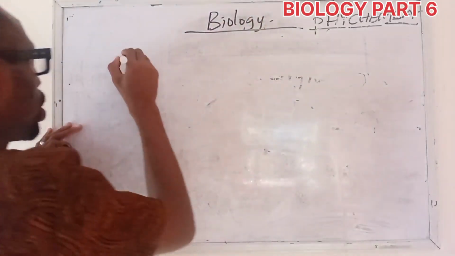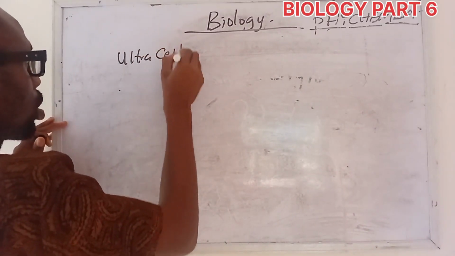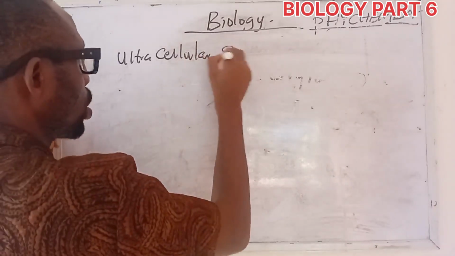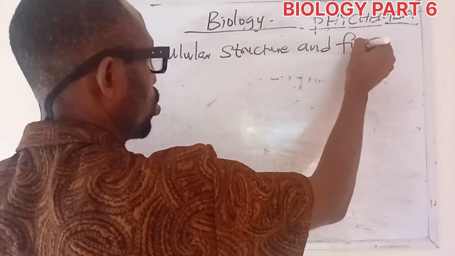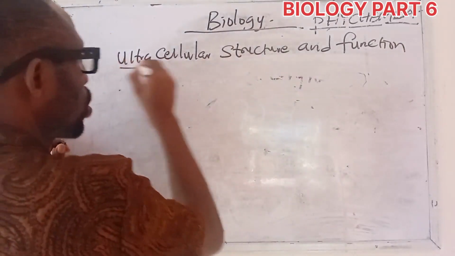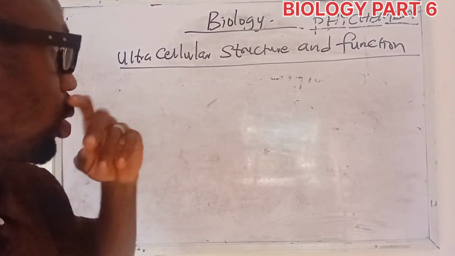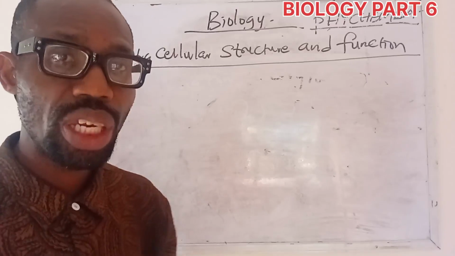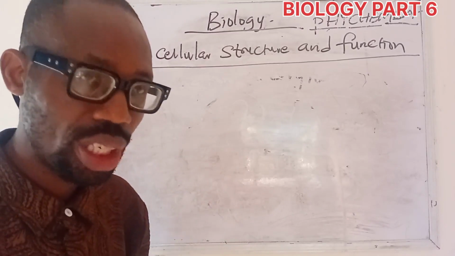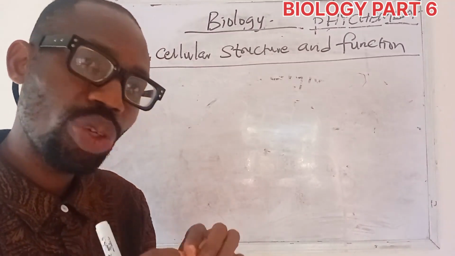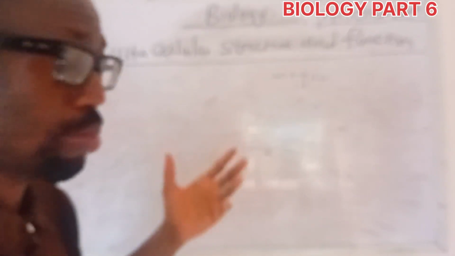We're going to be looking at ultrastructure and function. In the previous class, we also talked about ultrastructure and function, but in that case we related it to the usage of the light microscope: how we can get the cell material, make it into a thin section, and stain it with a dye to be able to study the structure. Scientists were able to use that method to study the structure.